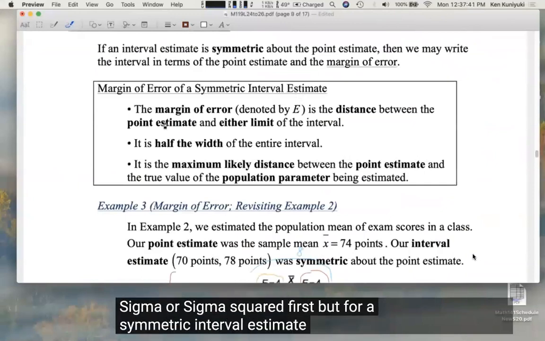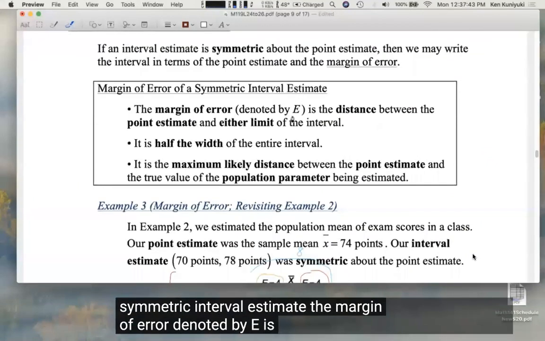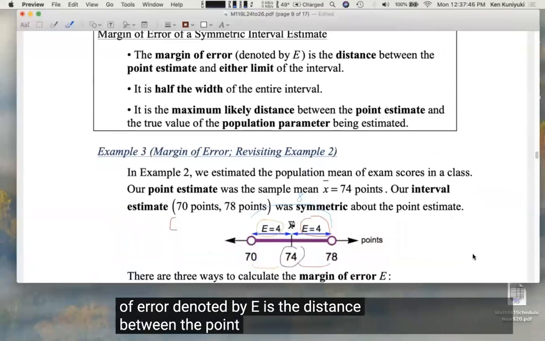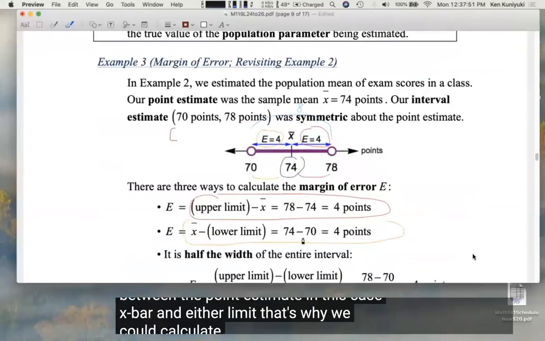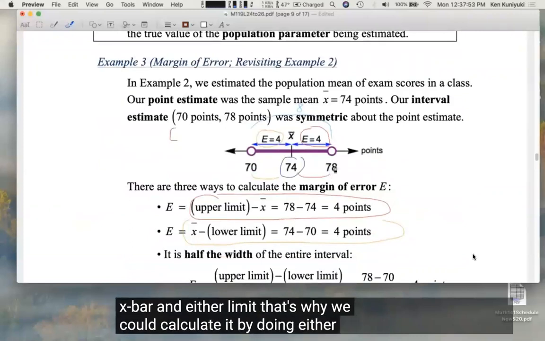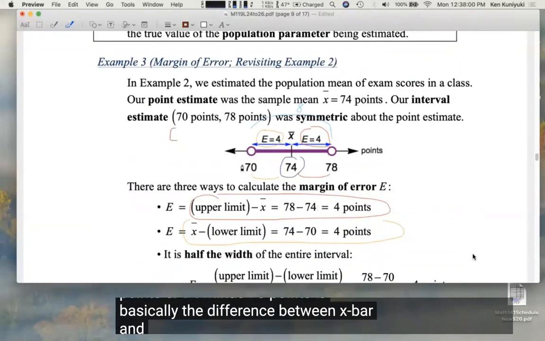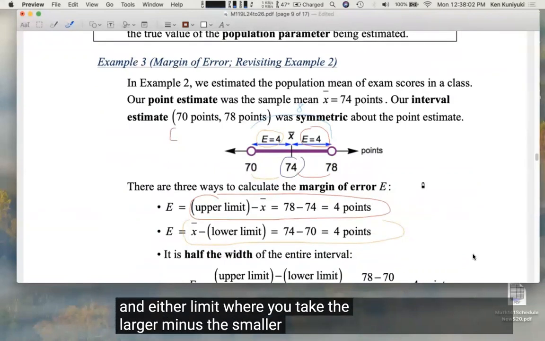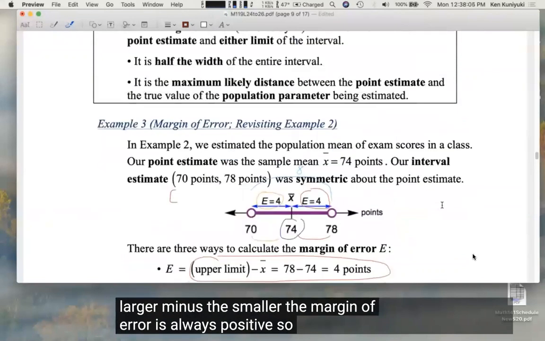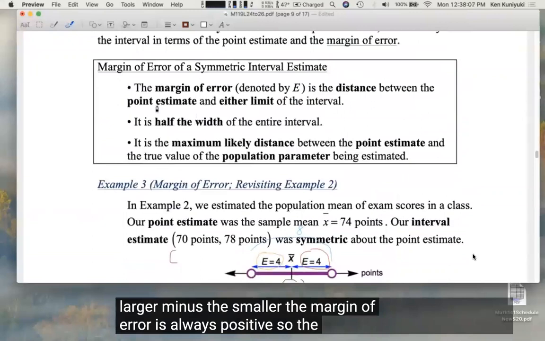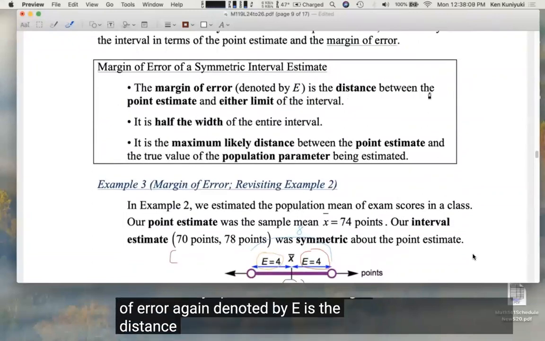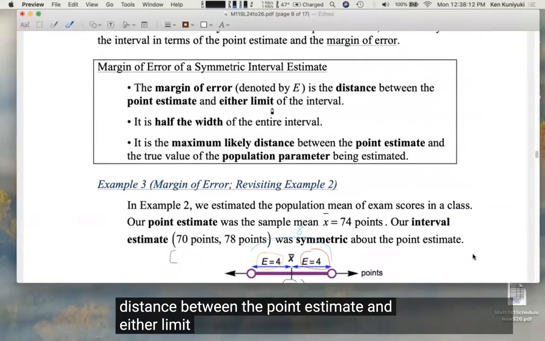But for a symmetric interval estimate, the margin of error, denoted by E, is the distance between the point estimate, in this case x bar, and either limit. That's why we could calculate it by doing either 78 minus 74 points or 74 minus 70 points. It's basically the difference between x bar and either limit, where you take the larger minus the smaller. The margin of error is always positive.